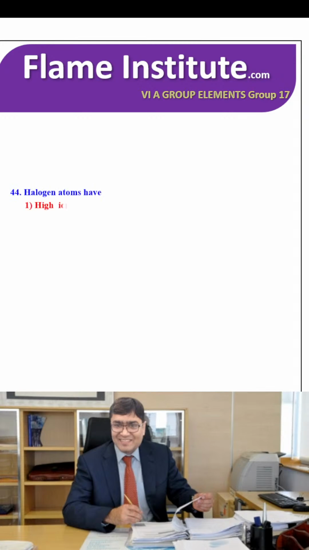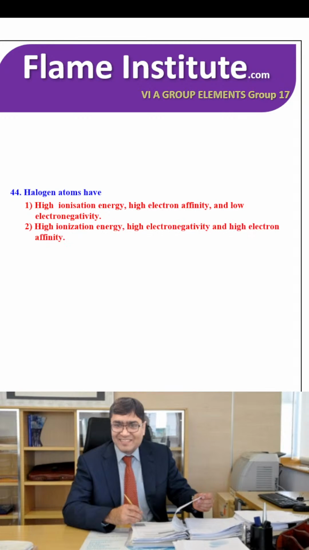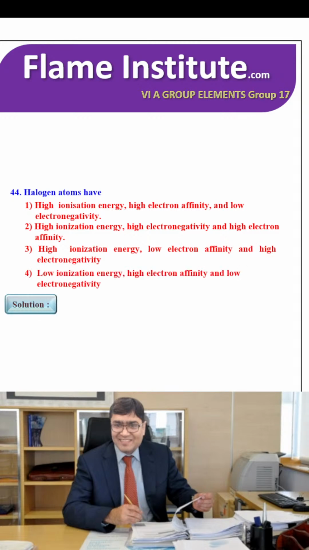Halogen atoms have high ionization energy, high electron affinity and low electronegativity. High ionization energy, high electronegativity and high electron affinity. High ionization energy, low electron affinity and high electronegativity. Low ionization energy, high electron affinity and low electronegativity. Halogens have high electronegativity, high ionization energy and high electron affinity. So the second option is the right option.